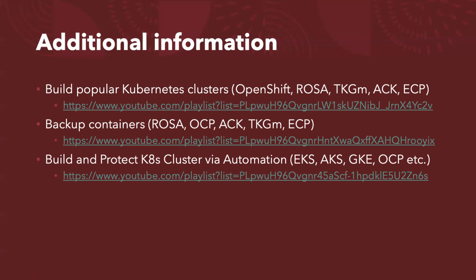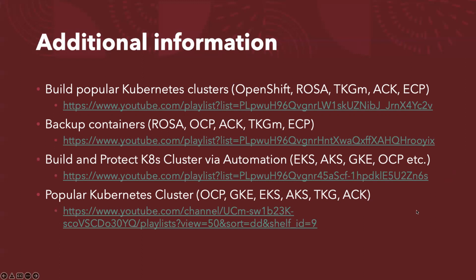The third link is about building and protecting a Kubernetes cluster via automation. Right now, I've got the automation for Amazon EKS, Azure AKS, Google Cloud GKE, and also IBM Cloud on the OpenShift side. The last one is the popular Kubernetes clusters, including how to build the Kubernetes cluster and how to back up the cluster. It breaks down by popular Kubernetes distribution, could be Red Hat, Amazon, Tanzu, Alibaba Cloud, etc. Yeah, that's pretty much all I want to cover for this session.